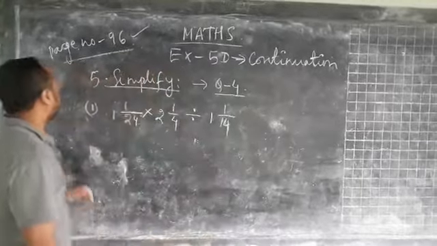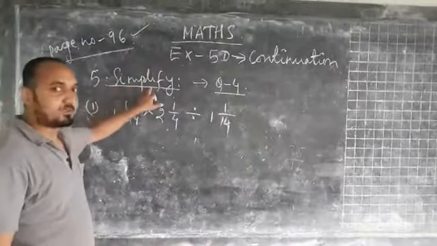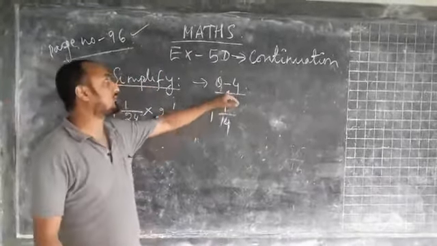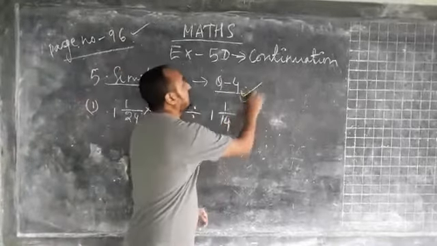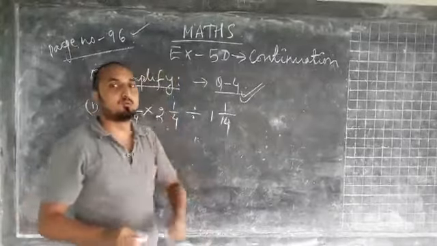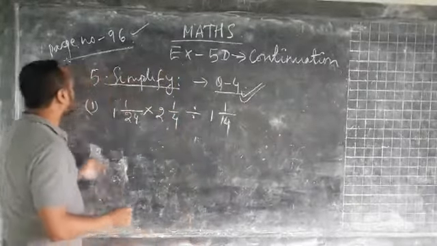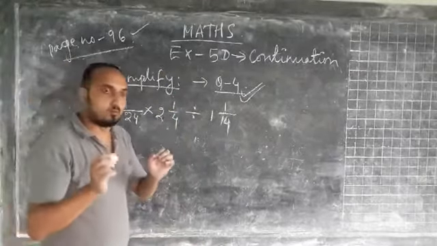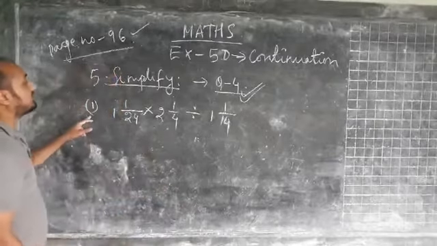Okay, next question we have question number 5, simplify. So in simplify also total number of questions we have 4. Okay, out of these 4 I will solve 2 questions and the 2 remaining will be your homework. So I am going to solve question number 1 and question number 4. First let's start with question number 1.